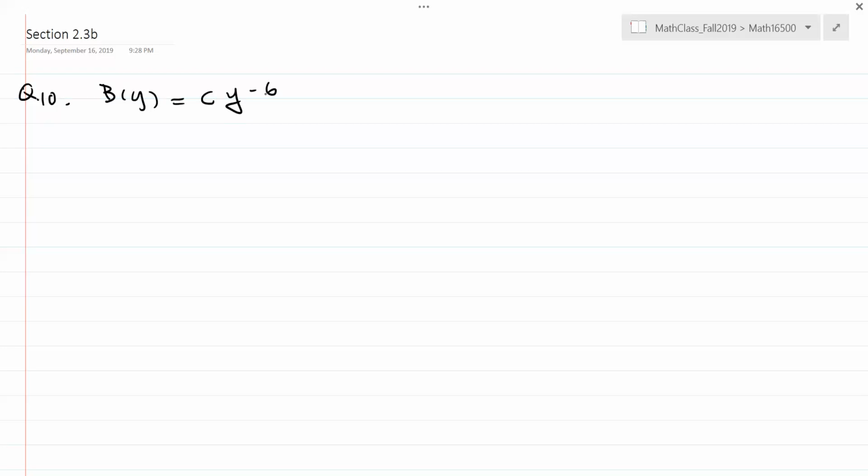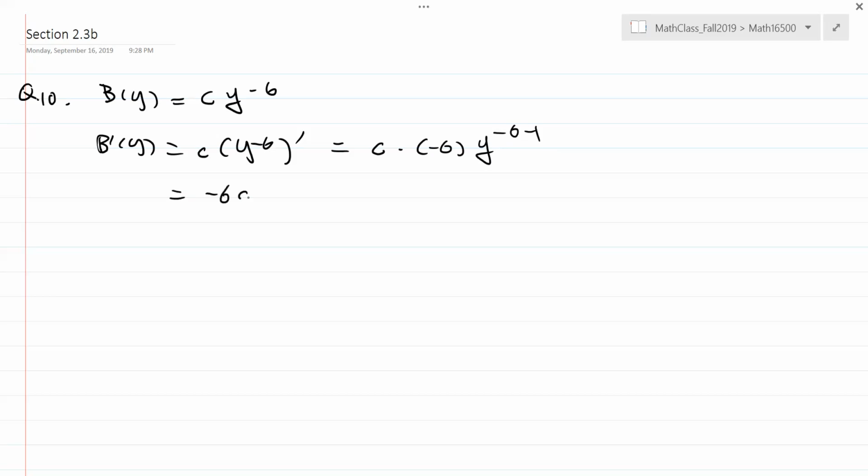So this is just a single function, right? A constant times a function. So when you differentiate, you just take the constant out and differentiate y to the negative 6. Then you apply the formula. This is pretty straightforward, okay? The formula is going to be c times negative 6 y to the negative 6 minus 1. Right? So now you simplify a little bit, and this is the answer.